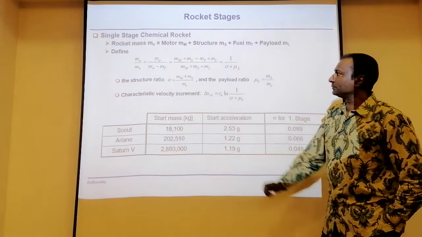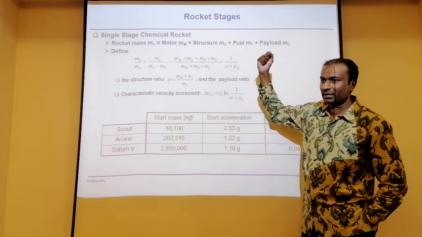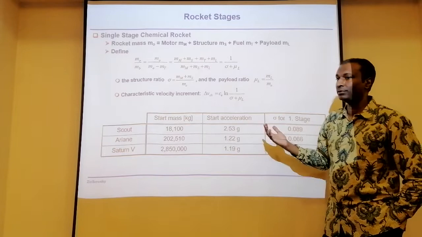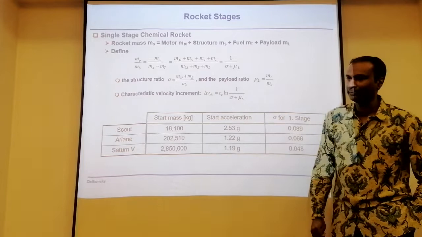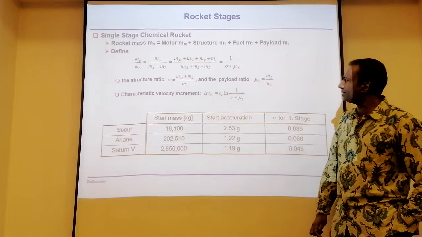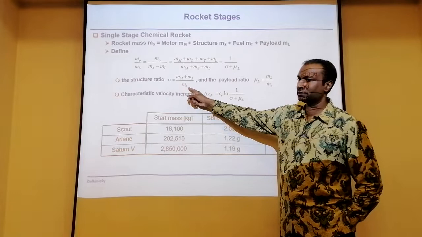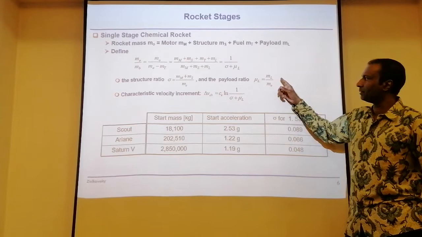Alright. Let me rewrite this. When we rewrite this, you will have this form. Again, I repeat, the topmost is M0, the start mass, and down is going to be MB without the fuel. Rearrange this, I can rewrite this. I call this sigma, the structure ratio. I call mu L the payload ratio. How is this done? What is structure ratio then? Structure ratio is motor plus structure over the start mass. What is the payload ratio? Payload ratio is payload over the start mass. Now, why are these two very important?